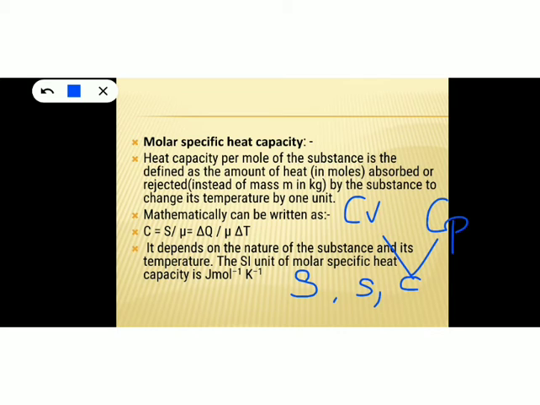And due to the high specific heat capacity of water, land is warmer than water during daytime. The specific heat capacity of land is less, so it gets quickly heated up during daytime. At the same time, due to the high specific heat capacity of water, it is not quickly heated up during daytime. So this is about heat capacity and specific heat capacity.